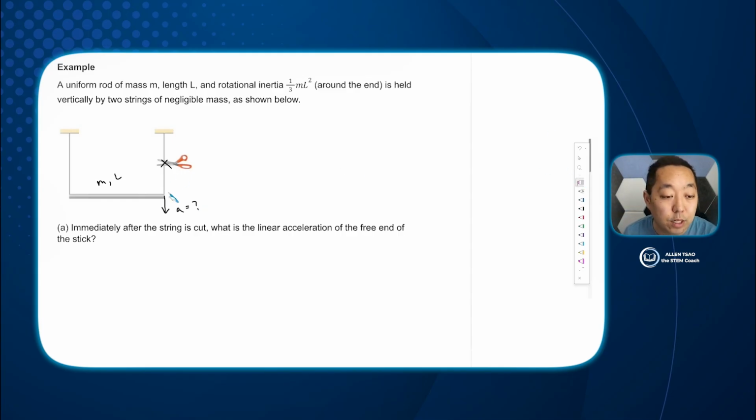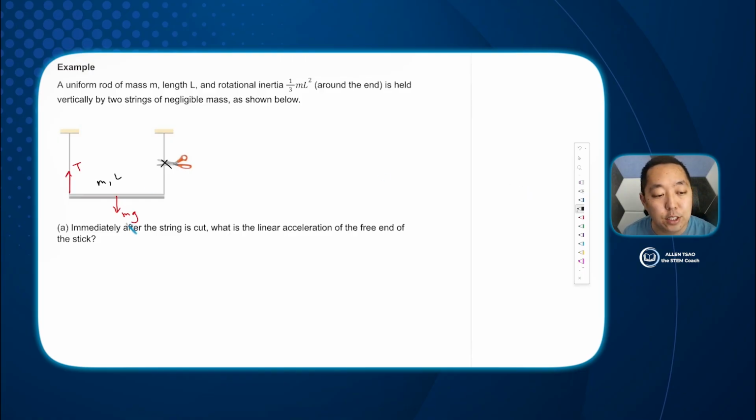Step one, we're going to draw a positional free body diagram. Now this rod is cut, so we have mg acting at the center of mass of the object, and then we have a tension here touching it. There's nothing else touching it, so that's the entire free body diagram.